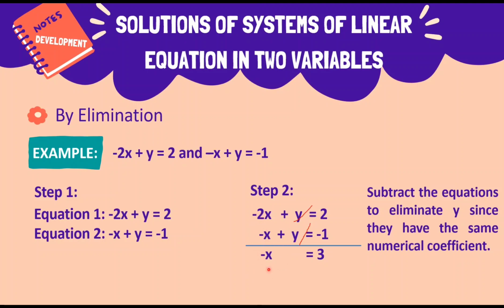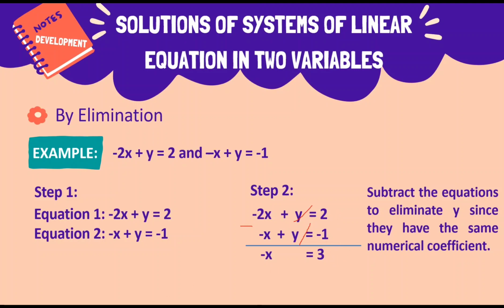Ma'am, why is it negative x? Our operation here is negative. Let me write it so you won't be confused. Our operation here is negative because it is subtraction. Negative times negative x is positive x. And negative 2x plus x, we have negative x. So we need to follow the sign of our bigger number. And then we have 2 minus negative 1. Negative times negative, we have positive 1. 2 plus 1 is equal to 3.